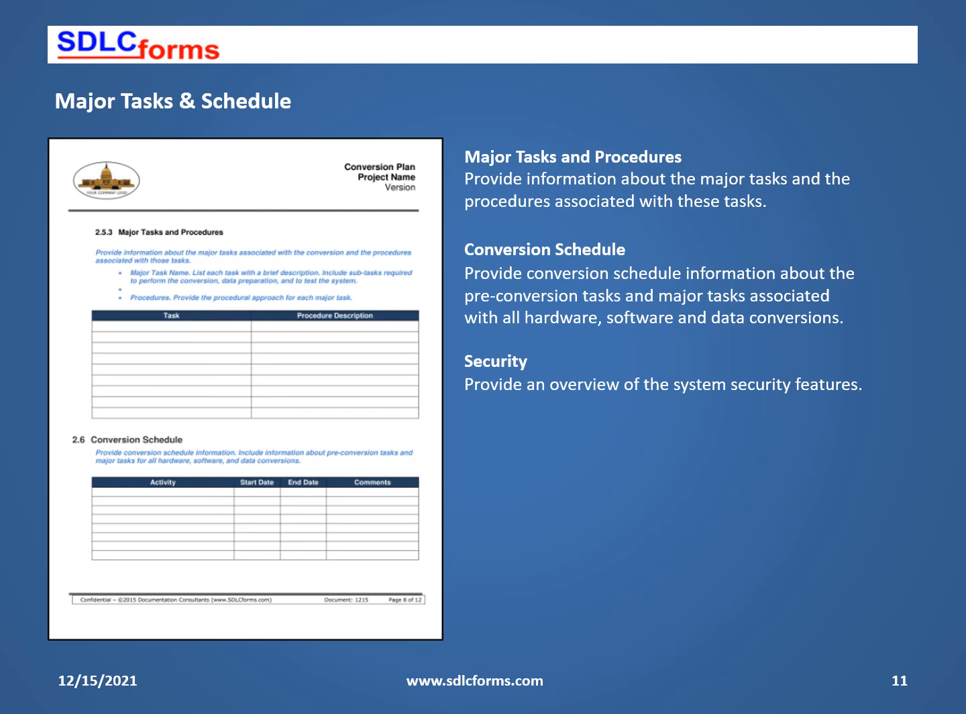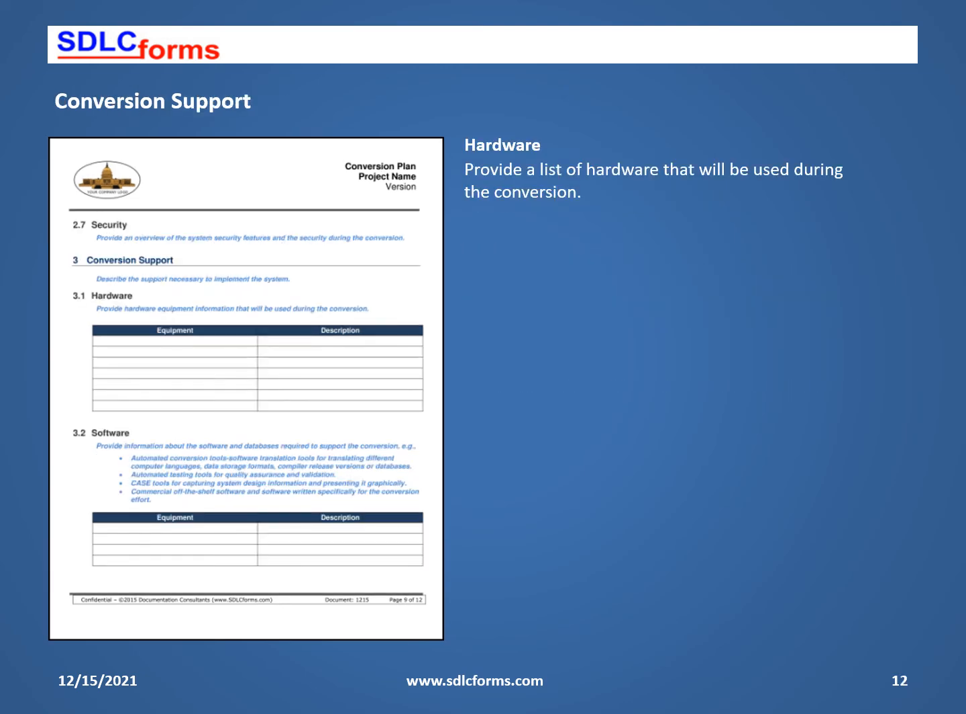In the task table provided, identify a description of the task and a description of the associated procedure. In the schedule table provided, provide schedule information including information about pre-conversion tasks and major tasks for all hardware, software, and data conversions. Fill in the tables for both hardware and software.